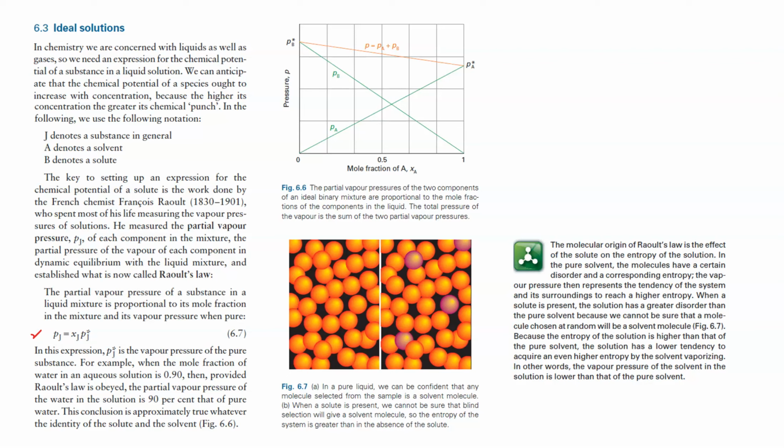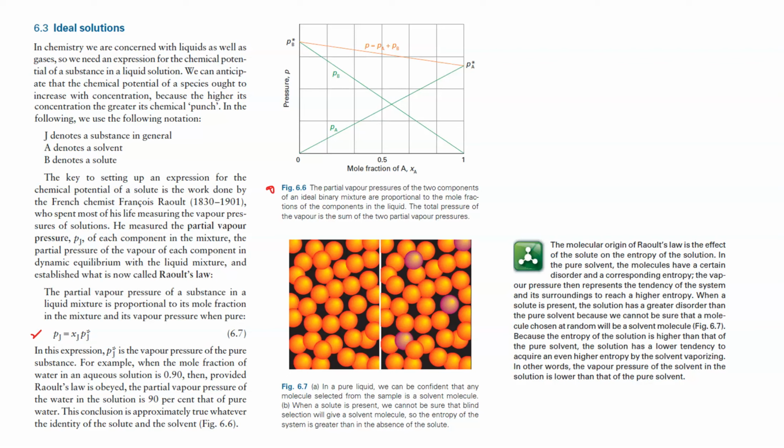Let's take a look at figure 6.6. On the x-axis here, we have pressure, and on the y-axis we have mole fraction of A. The partial vapor pressures of the two components of an ideal binary mixture are proportional to the mole fractions of the components in the liquid. The total pressure of the vapor is the sum of the two partial vapor pressures.